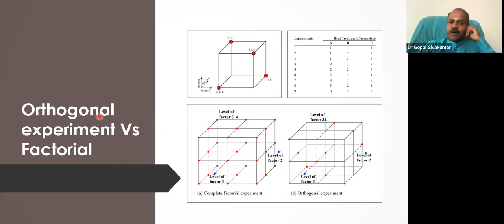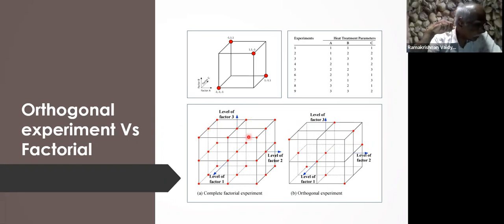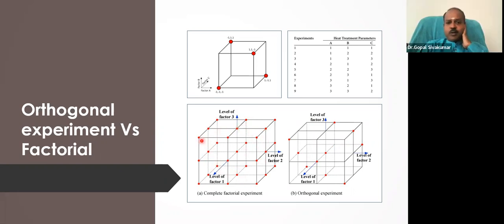Now, the difference between orthogonal experiment and factorial experiment. So I have been talking about orthogonal, right? And see here, look at this cube. How many points are there in the cube? 27 points. Every point represents an experiment. How many factors? 3 factors. They are represented along the x-axis, y-axis, z-axis. And every factor has 3 levels: low, medium, and high.